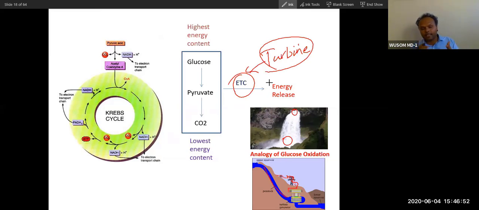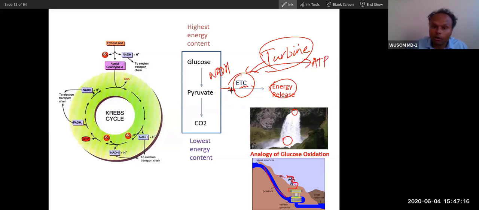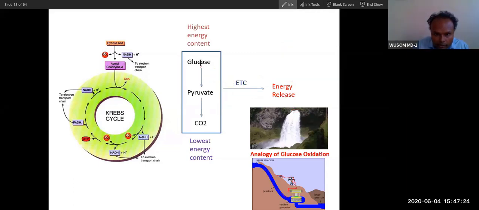Our body has tiny turbines, billions of turbines, and they convert this NADH into energy. What is the electron transport chain? It is a center where chemical energy is converted into electrical energy and then to ATP. So you can compare this catabolic reaction to a waterfall, a downfall reaction. The conversion of glucose to carbon dioxide is downhill.